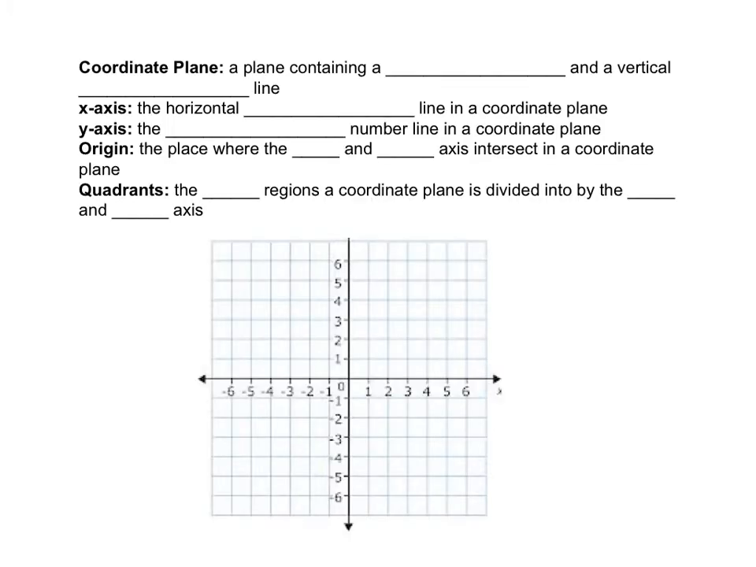So first, a coordinate plane is a plane containing a horizontal and vertical number line. The horizontal number line is the x-axis, and the y-axis is the vertical number line.